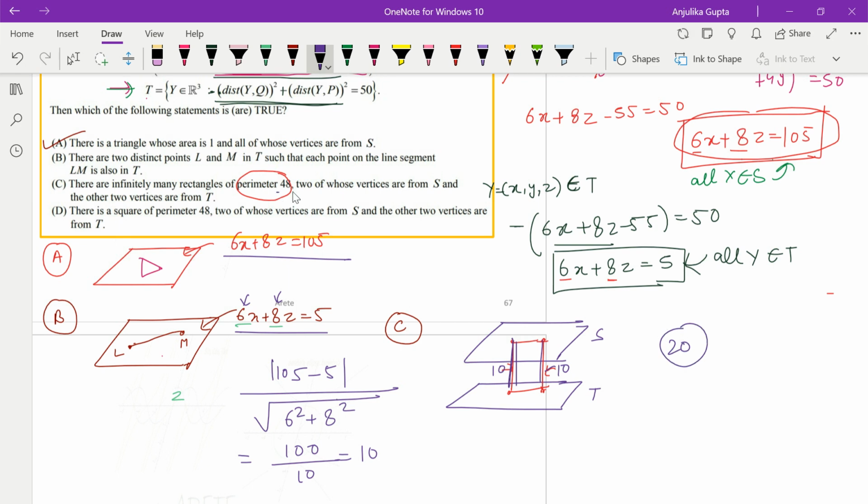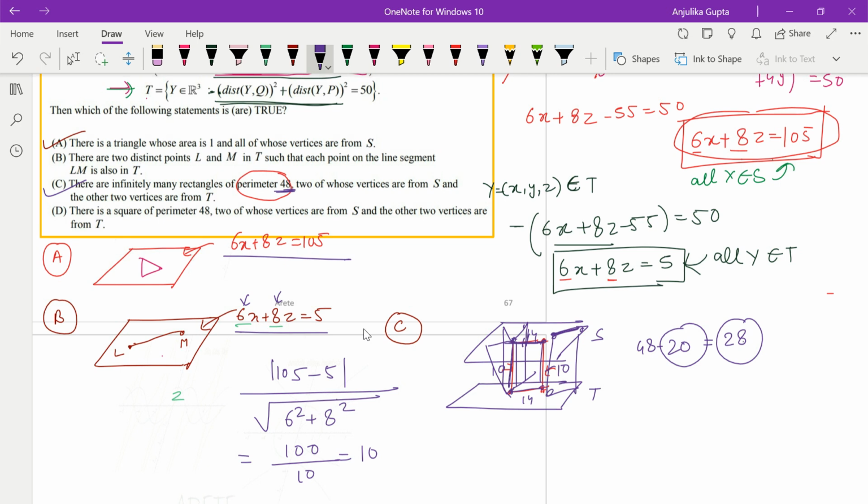And you want the perimeter to be 48. So how much is left? 48 minus 20, it's 28. So I can have 14 and 14 here. I can have any two points such that they are 14 distance away, here and here. So of course there will be so many rectangles I can have with points 14 distance away, this side, this side. Any two points which are 14 distance away you can have. So yes, there are infinitely many rectangles of perimeter 48.